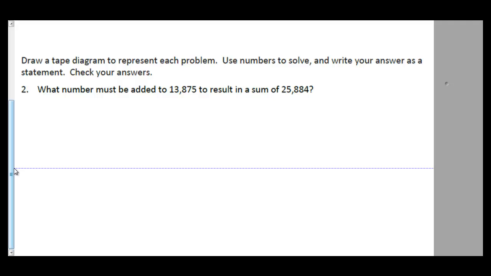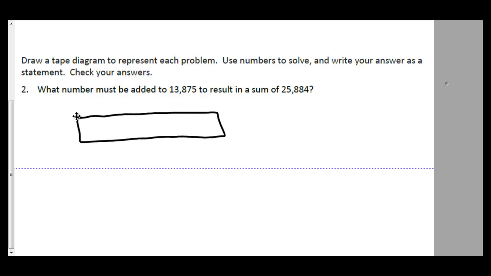So at the bottom here we have a word problem. And you notice that it says draw a tape diagram to represent each problem. Use numbers to solve and write your answers as a statement. So what number must be added to 13,875 to result in a sum of 25,884? So I'm going to draw my tape diagram. So this is my tape diagram.